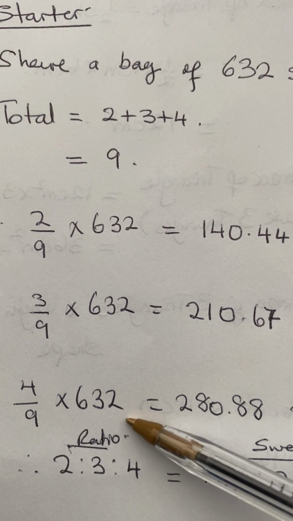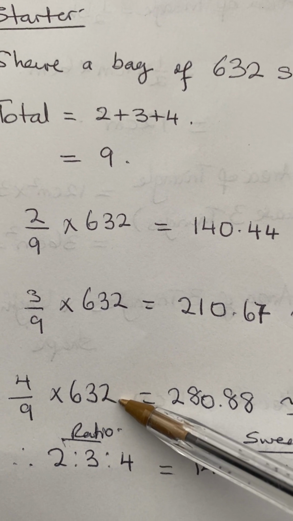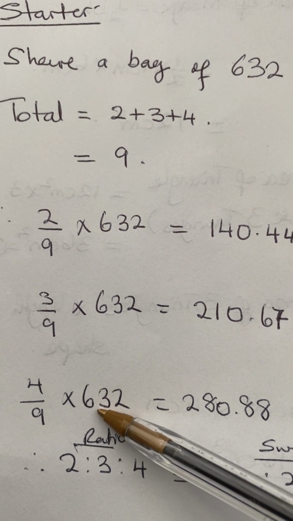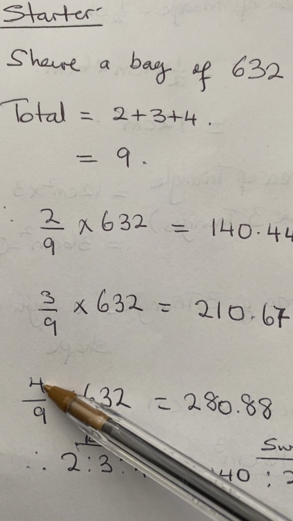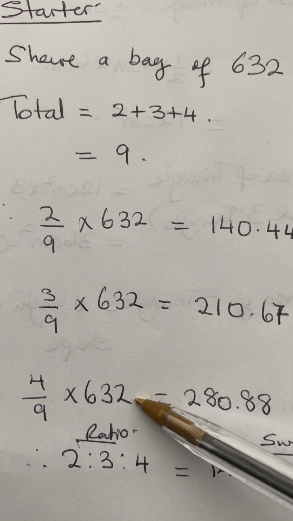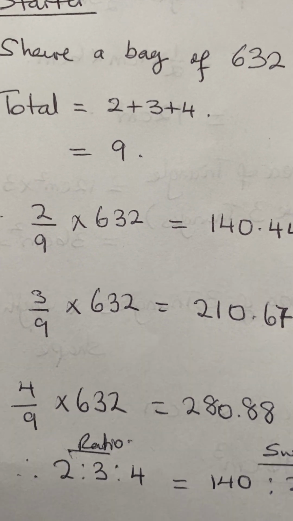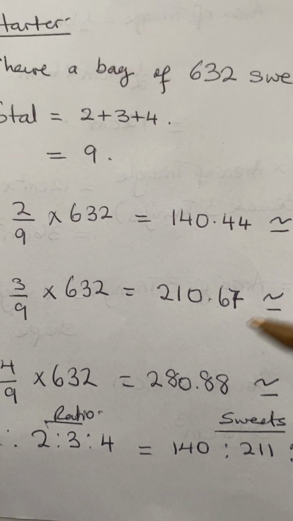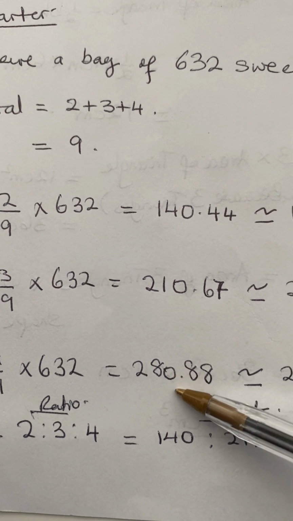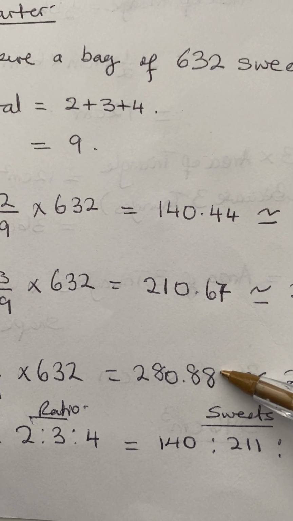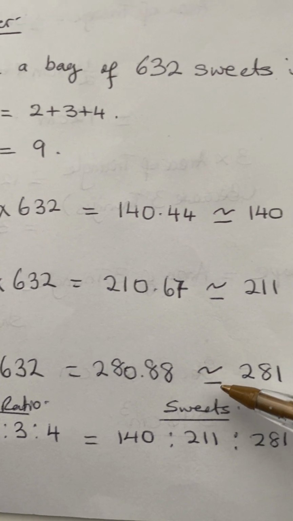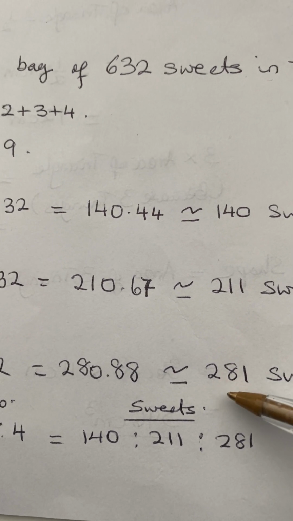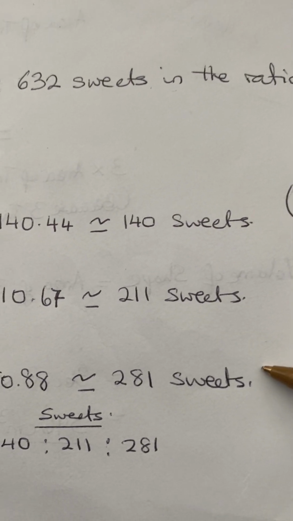4/9 times 632. If you do it correctly on the calculator, first I'll do 4 times 632 and divide by 9. So if you do it on the calculator, you have 280.88. Now, to the nearest whole number will be 281 sweets.